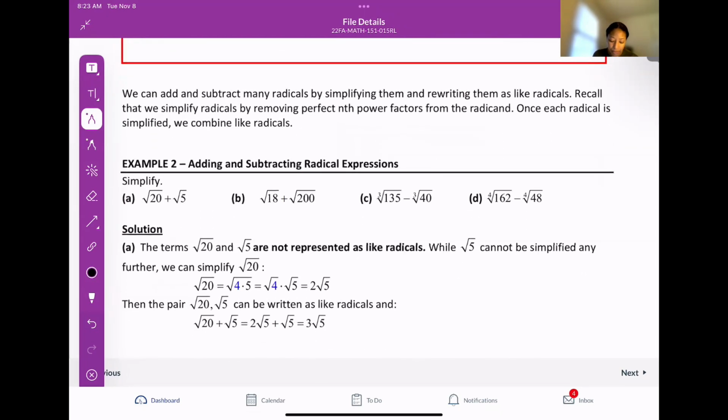We can add and subtract many radicals by simplifying them and rewriting them as like radicals. Recall that we simplify radicals by removing the perfect nth power factors from the radicand. Once each radical is simplified, we combine the like terms. So what this is saying is, for some problems, they start off not looking like they're like radicals, but if we simplify each radical, they turn out to be like radicals, and then we can combine those like terms.